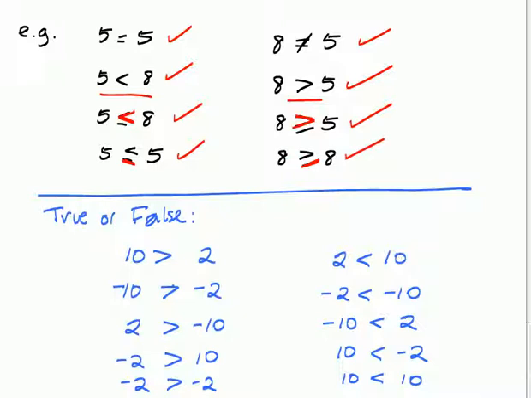Okay, let's do some true and false. What would you say about this first one? 10 is greater than 2. Yeah, true. Okay, the second one. Negative 10 is greater than a negative 2. Oh, I hear you. Half of you out there saying true. Be really careful with those negatives.